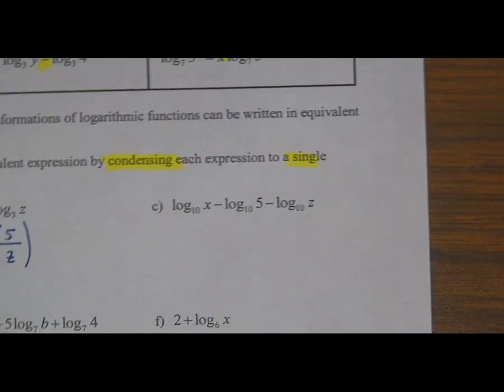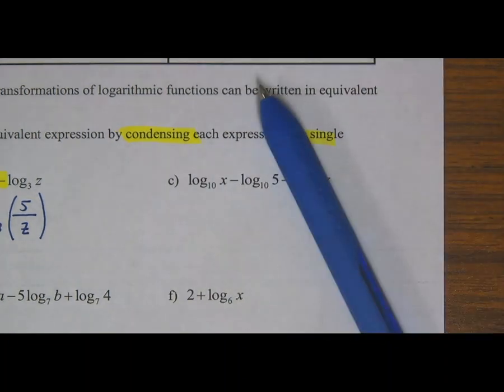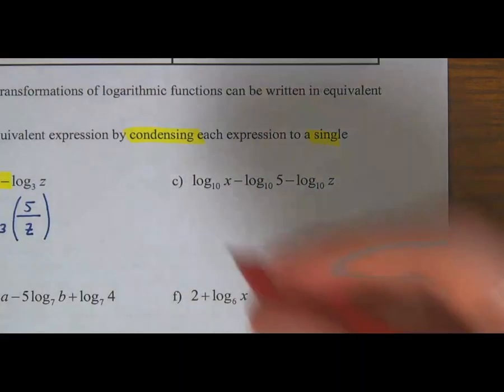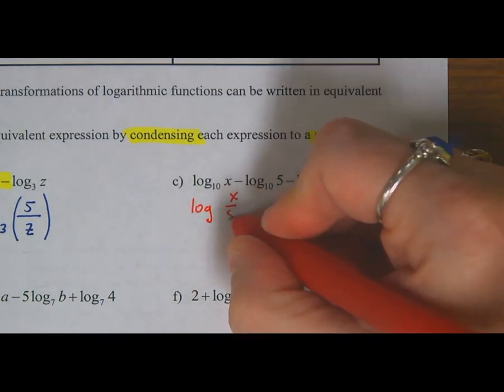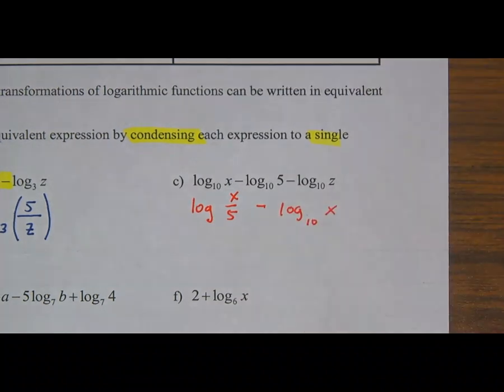And here we've got 3 in a row, so let's think about this. You need to work your way left to right. So I would ignore the last one for now and just look at this as log base 10 of x minus log base 10 of 5 and shrink that up first. That would be log base 10 of x over 5 minus log base 10 of z.